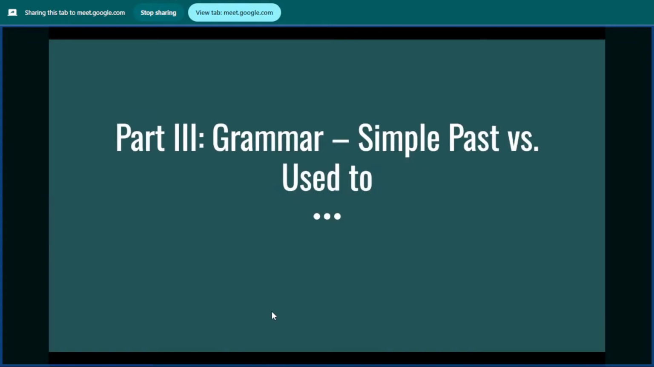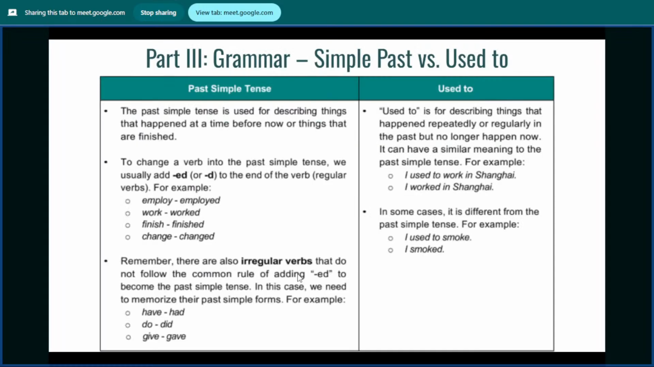Very good. Now, moving to the grammar part in today's lesson, that is simple past tense versus used to. You know that we have three main tenses, correct? Tenses are used to show whether the action is happening right now, whether it happened in the past, or whether it will happen in the future, correct? And to change the tense, we change the verb in a sentence, correct?